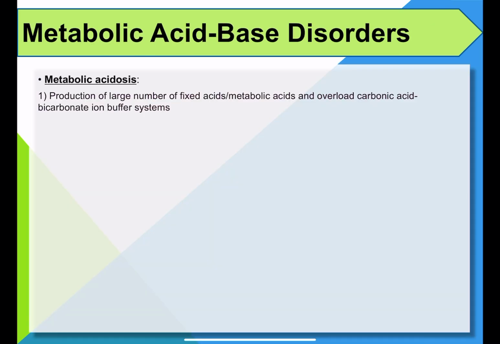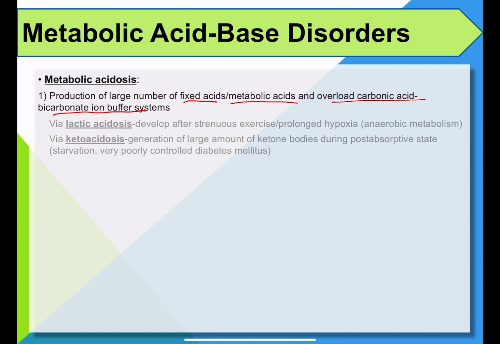All right, metabolic acid-base disorder. So just as with respiratory, we have metabolic problems too. When do we get metabolic acidosis? This is defined as production of a large number of fixed acids or metabolic acid. Remember, we talked about that. When do we get metabolic acid accumulation? Starvation, okay? Overload of the carbonic acid or bicarbonate ion buffer system can also result in metabolic acidosis. Like I said, your buffer system is just a temporary fix to the problem. If you overload it long term, it will exhaust its ability to buffer.